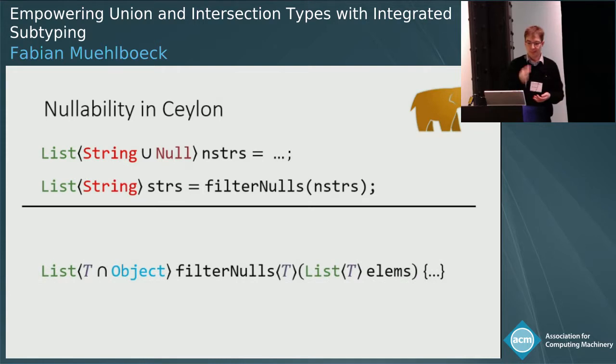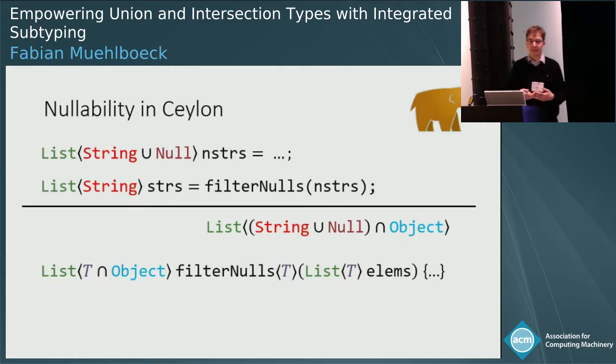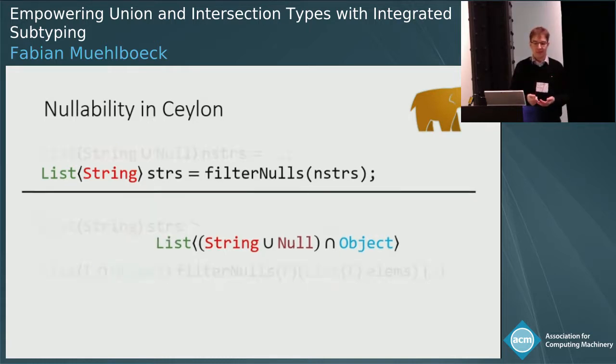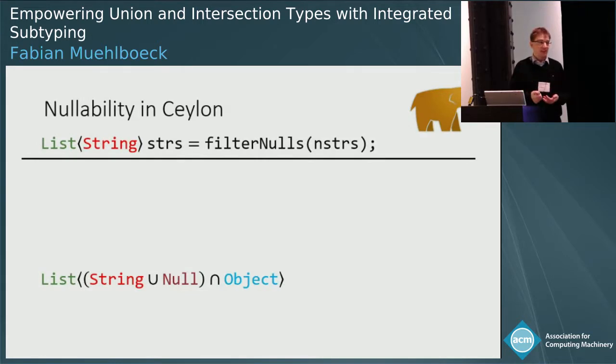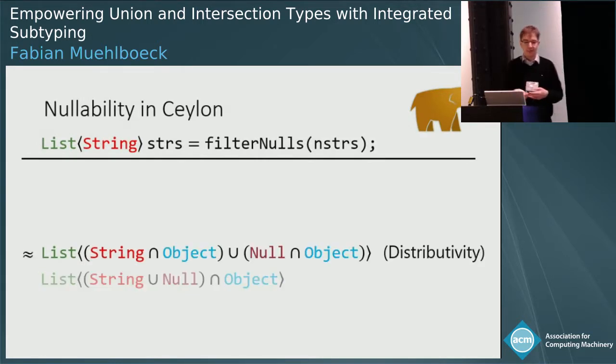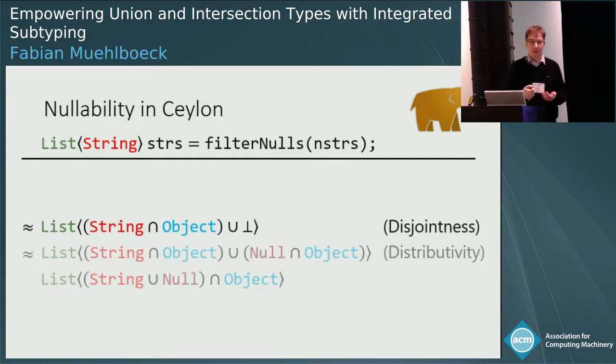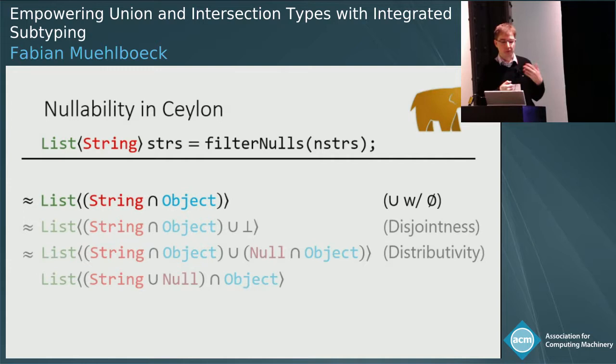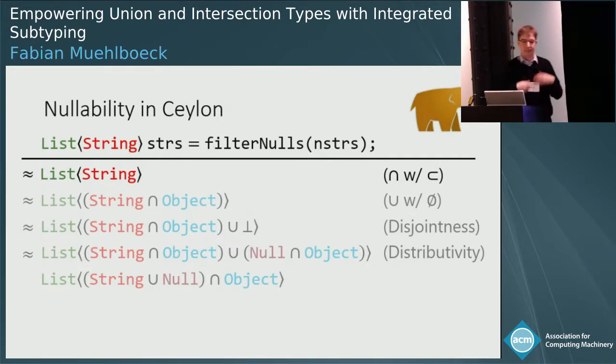So now, syntactically, the type that filter nulls returns is this list of nullable strings intersected with object. And in order to type check our assignment, we need to make sure that this is a subtype of a list of strings. So how do we reason about that? Well, unions and intersections are distributive. So this is really a list that looks like this. And now we have this intersection of null and object, which are disjoint, which means they have no common instances. So really that is equivalent to the bottom type. And then there are a few more steps that are simply unioning with empty sets and intersecting with subtypes. But eventually we'll get that this is in fact equivalent to a list of string, which is what we wanted.